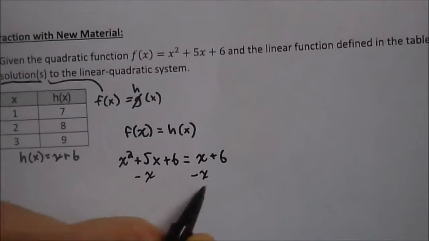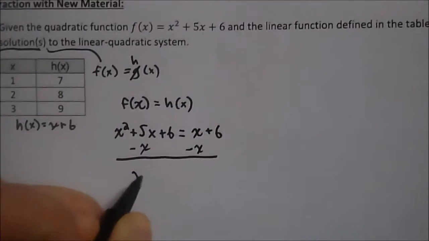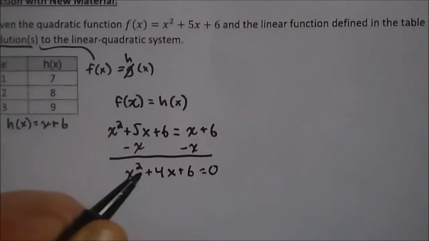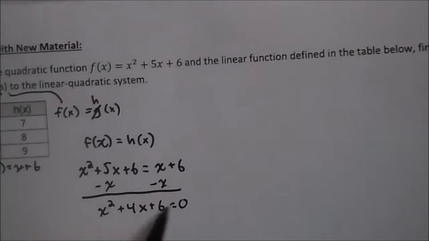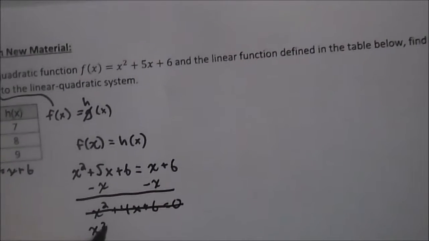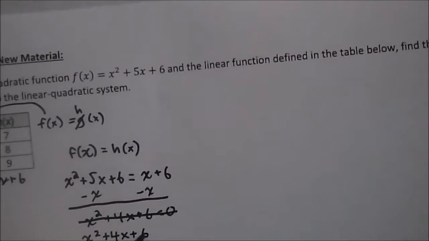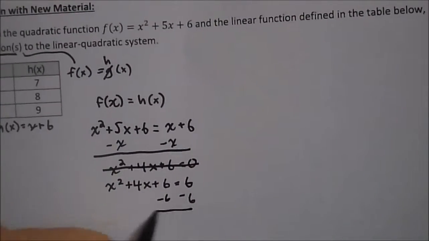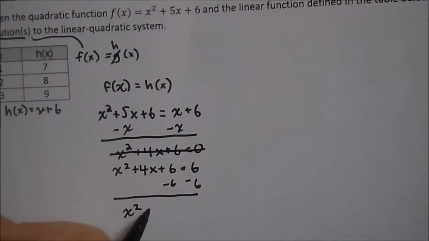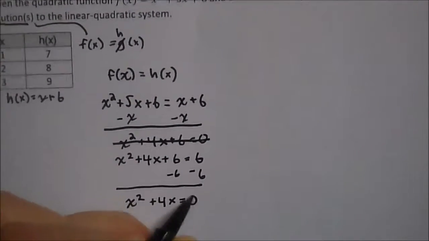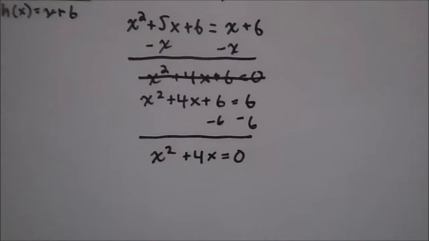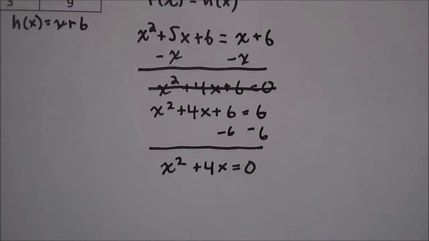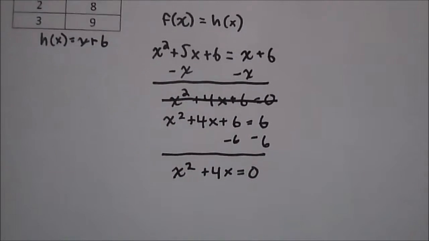So I'll subtract x from both sides. x squared plus 4x plus 6 equals 6. And then I can subtract 6 from both sides to end up with x squared plus 4x equals 0. So now I need to determine how many solutions there are and what the solutions are to this quadratic.